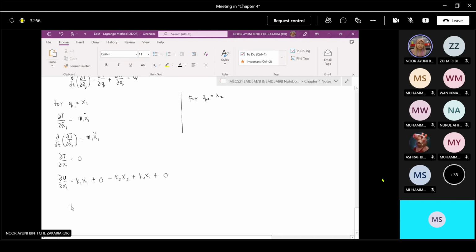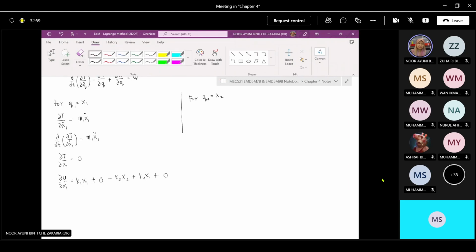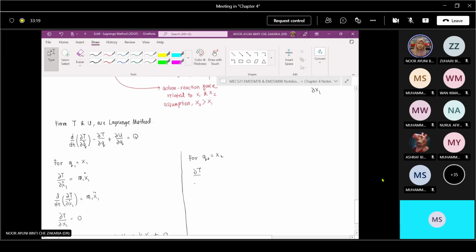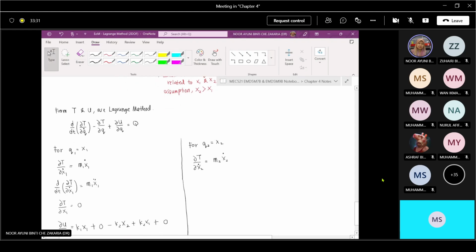And we still have Q. Let's hold Q for now. Let's do it for x2. So x2, on the velocity of x2, you will have m2 x2 dot. It's about the same. And then differentiate over time what you already have above.